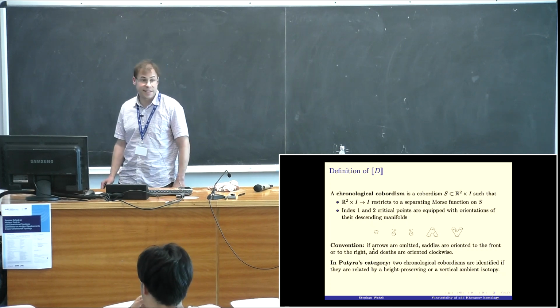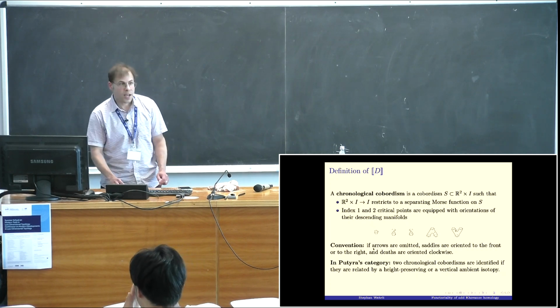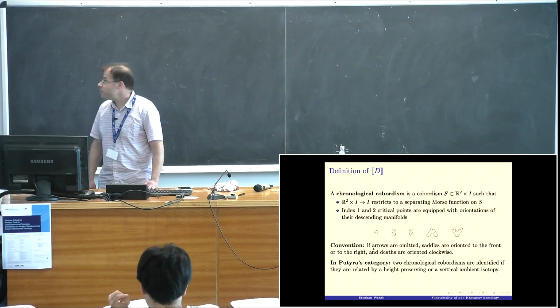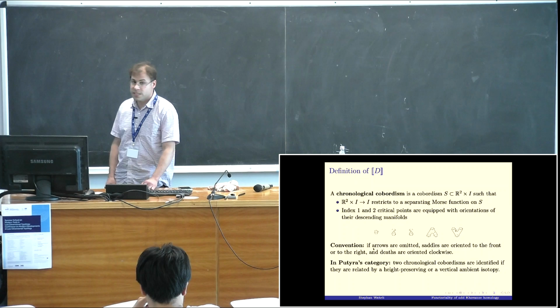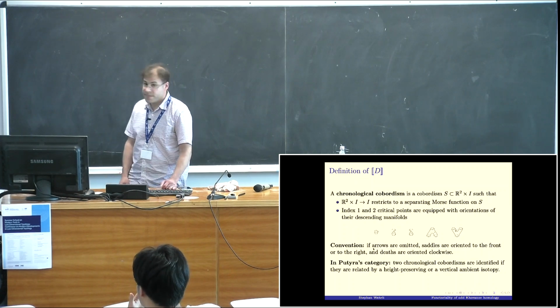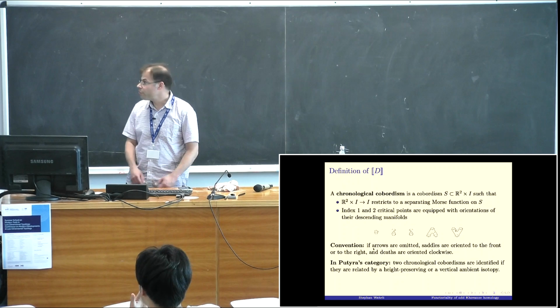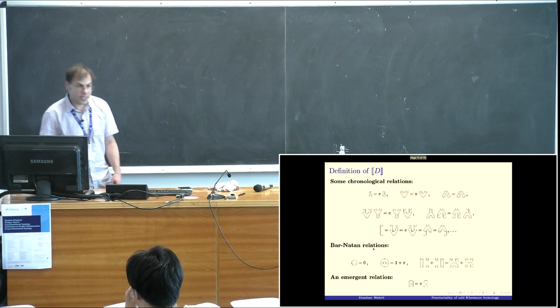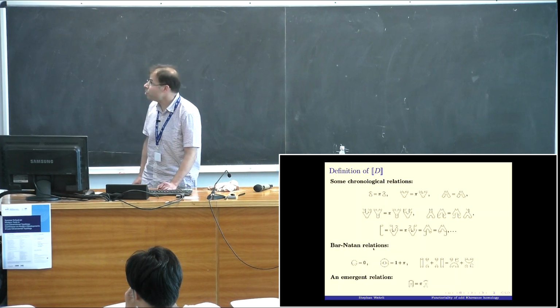And likewise, saddles come with orientations. I will depict these as arrows. Sometimes I will omit these arrows, and in such cases, it will be assumed that deaths are oriented clockwise and saddles are oriented to the right or to the front, whichever makes sense. And then, here are some of the relations that Putyra imposes on such cobordisms.